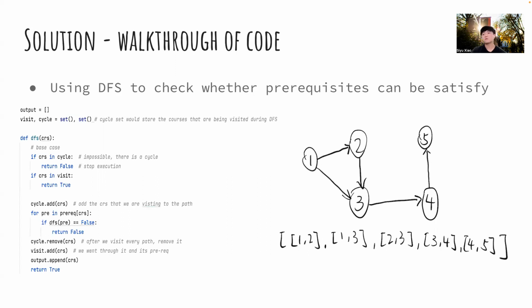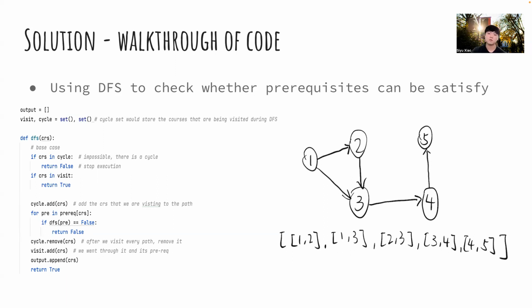Also, to track whether a course has already been visited, we use another set, to avoid visiting the same course twice or more. And during the depth search, we will have two different base cases. Case one: if the course being visited right now already exists in the cycle set, this means that there exists a cycle. We will return false in this case, indicating that the course schedule has conflicts.